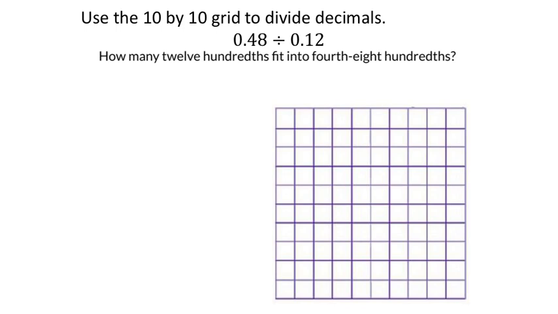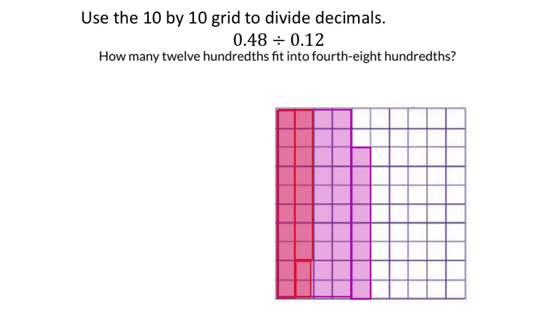Just like we were talking about before, the dividend is how much is going to be split up. So we're going to take that 48 hundredths. Let's see if I can do this decently. I'm going to have 4 rows. There's 40, and then we need an extra 8 right there. That's 48 of the hundredths. Then I've got to figure out how many 12 hundredths are going to fit in here. So there's a 10 and then a 2, and then I have an 8, and then 4, that's 12 right there.